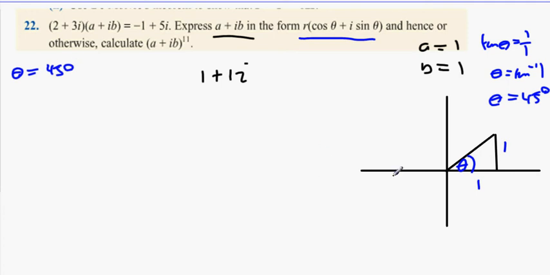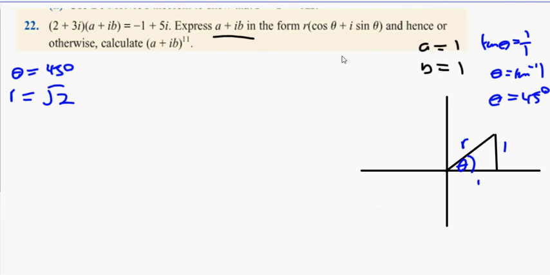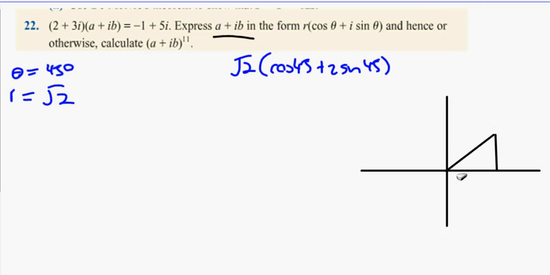Okay. Next thing is the r value. r is going to equal the square root of the real value squared plus the imaginary value squared. So r equals root 2. So in polar form, what we're going to get is root 2 (cos 45 plus i sin 45). And that's us done there.